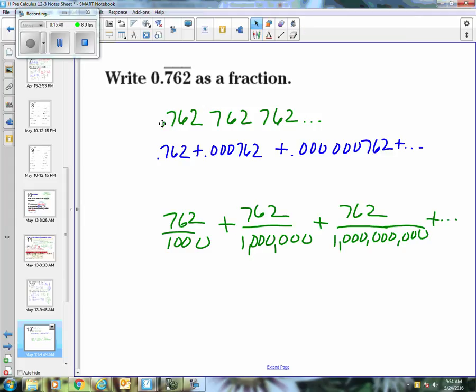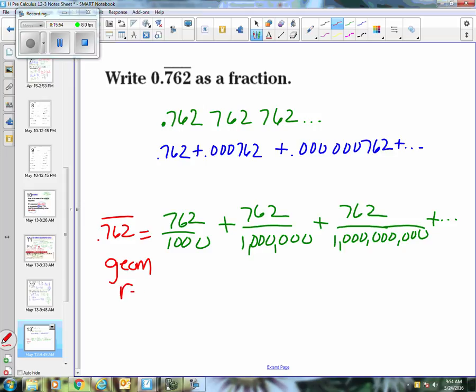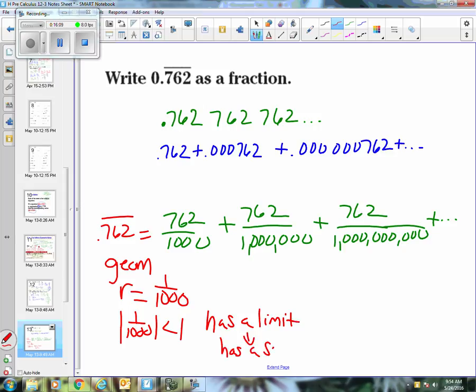And if I think of it like that, take a look. It's infinite and it's geometric. So this 0.762 repeating, all that is an infinite geometric. And what's the ratio? What are you multiplying by each time? Well, it's 1/1000th. And guess what? That's less than 1. So that means it has a limit. It approaches 0. Those terms get tiny, which means it has a sum. And we know how to do it then. We have a way that we can calculate what that would actually be.